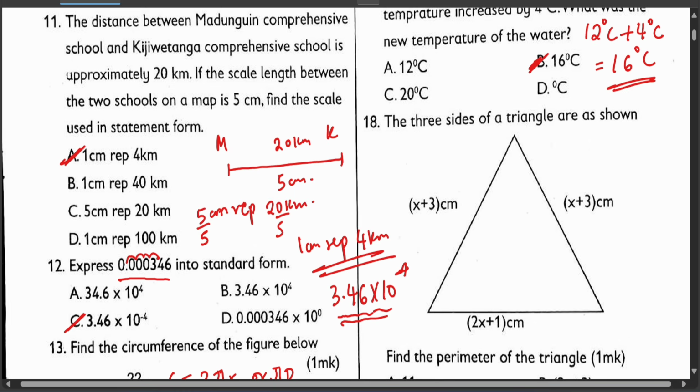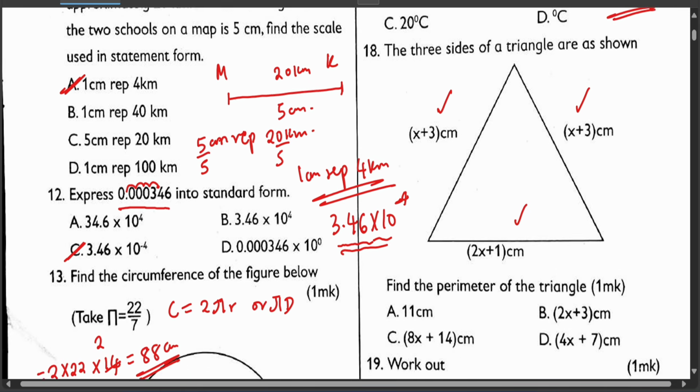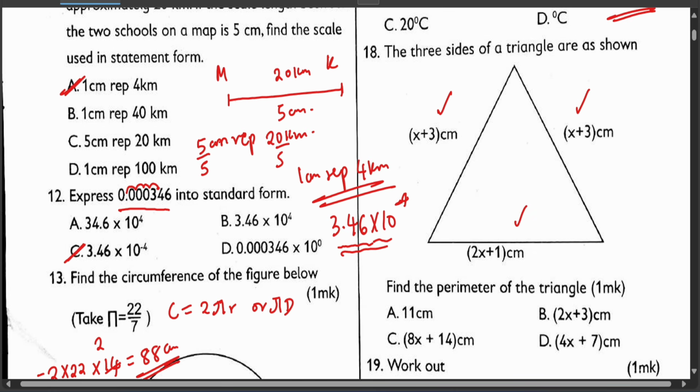The three sides of a triangle are as shown. Una x plus 3 na x plus 3. Una 2x plus 1. Na swali umeuliza find the perimeter of the triangle. So perimeter is given by when you take this perimeter. What is perimeter? Perimeter is distance around the figure. So it's when you take this, add to this, and add to this. So x plus 3 plus x plus 3 plus 2x plus 1.